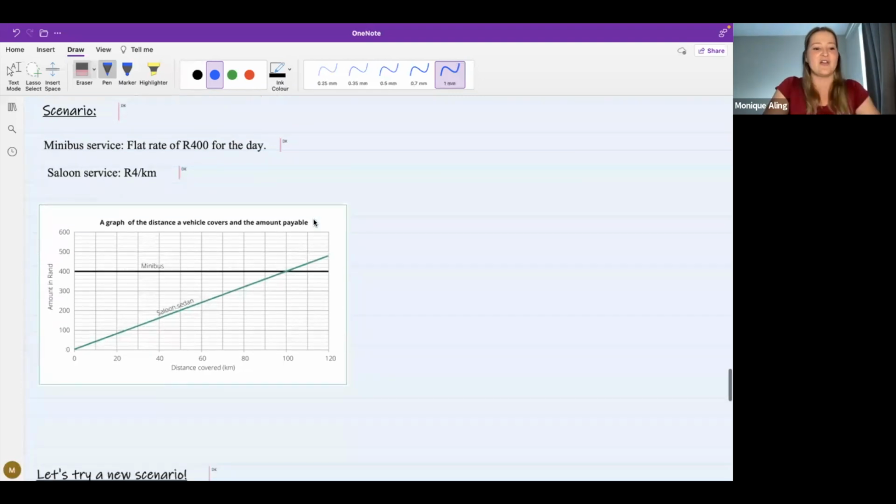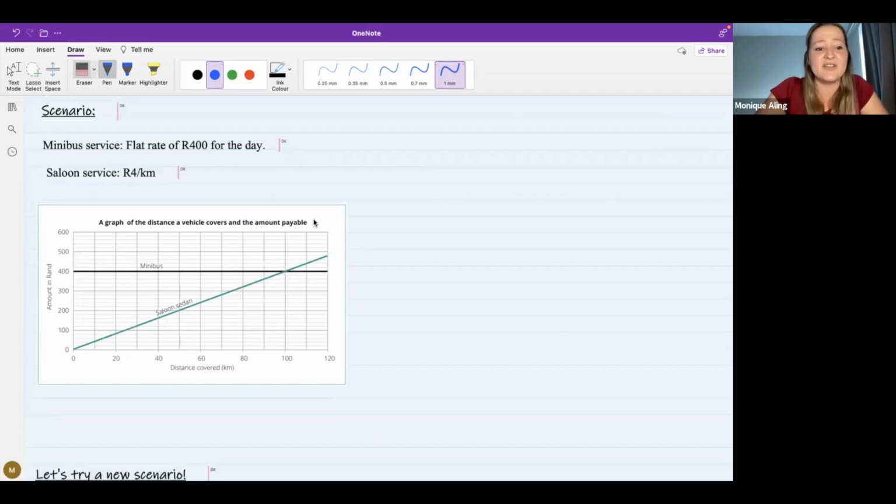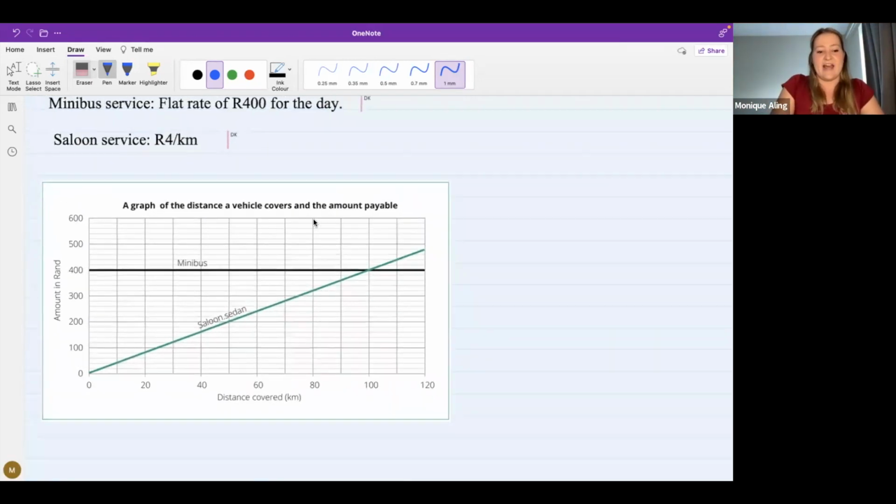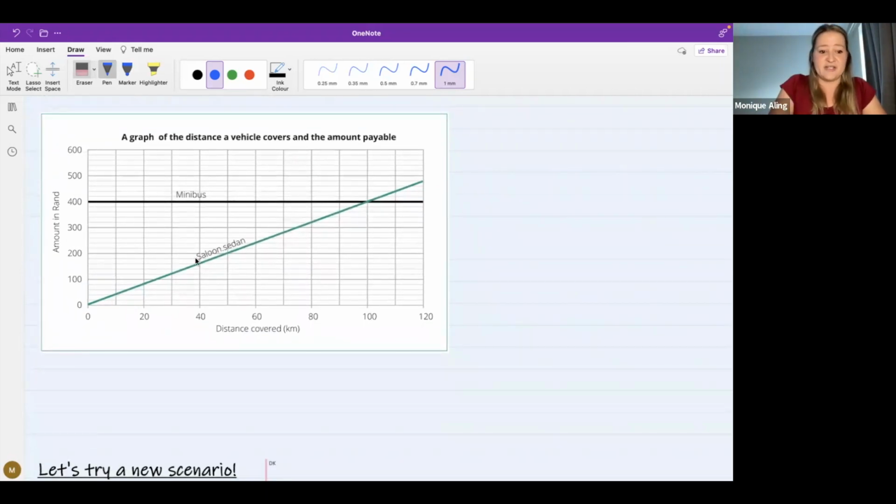Okay, so if we have a look at the scenario, there isn't much of a backstory. It just says minibus service, there's a flat rate of 400 Rand for the day. Saloon service is 4 Rand per kilometer. If we look at the graph, we have two very different relationships. Our saloon one is a directly proportional relationship because as the distance increases, so does the cost, the amount in Rand. Whereas the minibus is just a flat rate of 400 Rand.